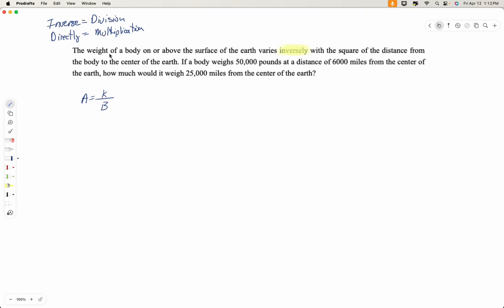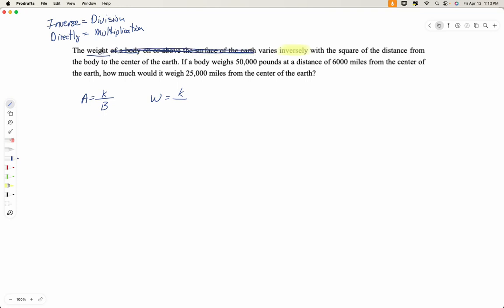So it says the weight of a body. So the first thing we're looking at is weight. So W is equal to K over what? What is our second thing, our B? It's the weight of a body on or above the surface of the earth. None of this, like all of your prepositional phrases, on or above the surface of the earth, we don't care about those. Those can go away.